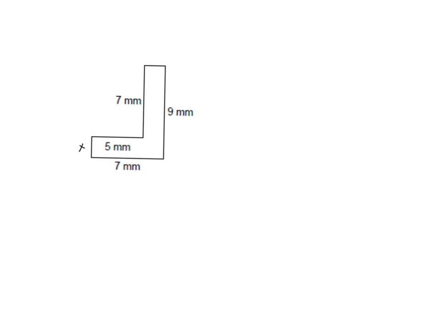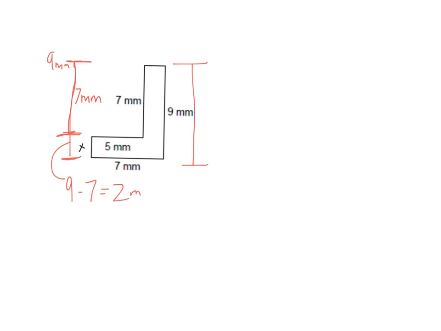And how can I do that? Well, I showed you before in the last question. This side is going to be equal to this side over here. And this side is 9 millimeters, so this line is also 9 millimeters. From here to here is 7 millimeters. Therefore, this section here is going to be 9 minus 7. It gives us 2 millimeters. So I know that this one here is 2 millimeters.